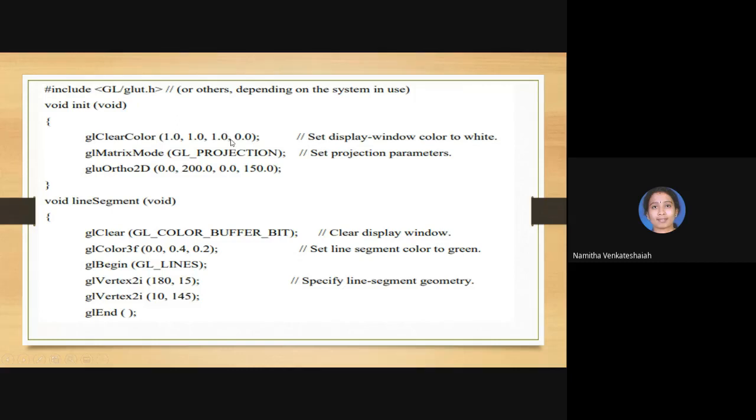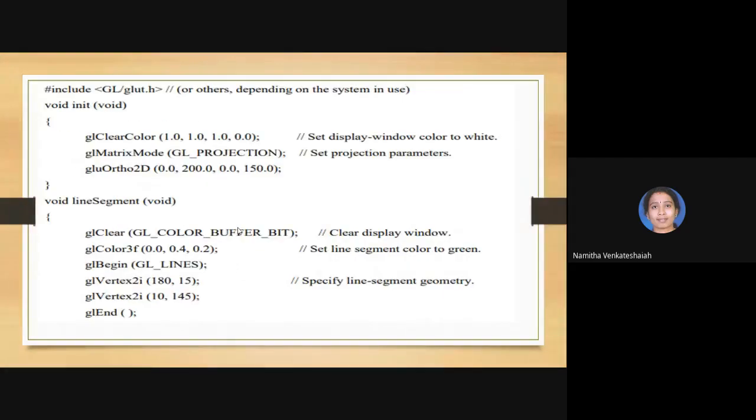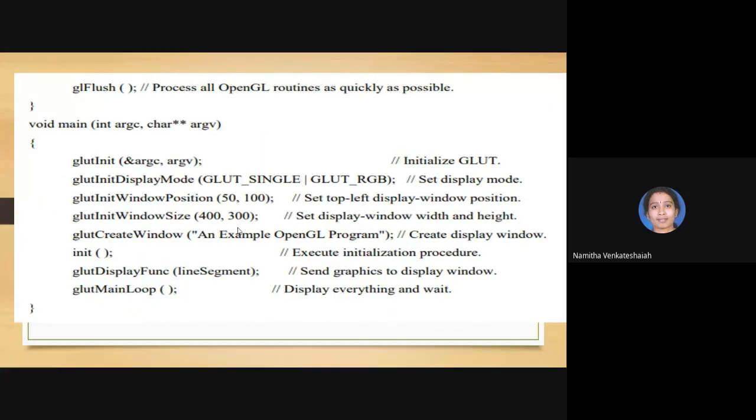This sets the display window color to white, and also you are clearing the display window. These things are done in the function line segment. This line segment function is referred to as the display function. Why is it referred to as the display function? Because this is responsible for displaying the objects on the screen. Okay, and the last line in the display function will be GL flush. What is the purpose of this GL flush? Process all OpenGL routines in the display as quickly as possible. Flush is forcing the process.